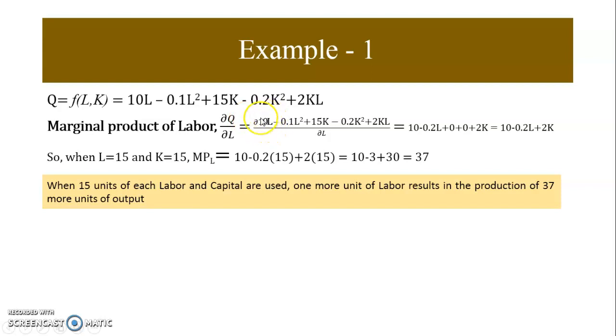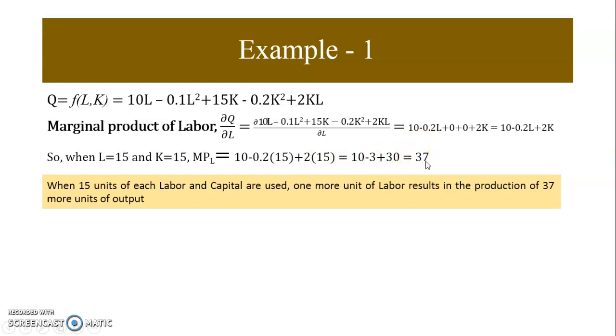So now this is 10 minus 0.1 into 2 L raised to power 2 minus 1. So that is 0.2 L. Then plus this is 0 because this is constant. This is also 0 plus 2K. So this is your MPL equation. Now you can substitute the values L as 15 and K as 15. So when you substitute it, your answer is 37.